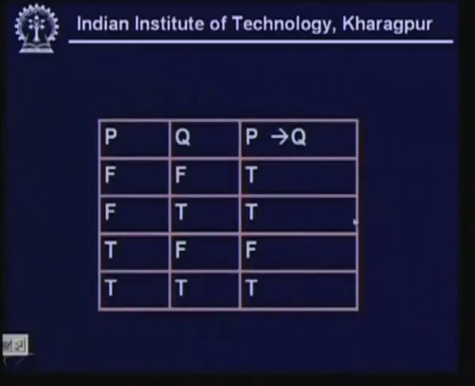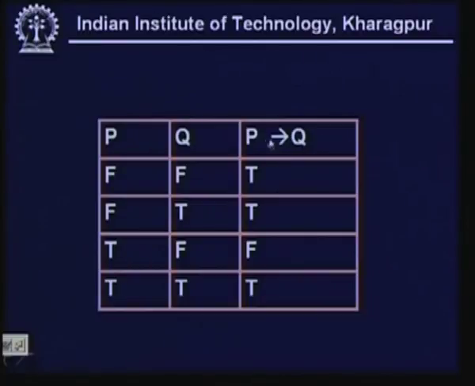Let us have a few more examples. Here we are looking at the implication logical operation. Now, what does implication mean? It was told in the last lecture. If P is true, then Q will certainly be true. So, P is a sufficient condition for Q's being true. But if P is false, then also Q can be true.